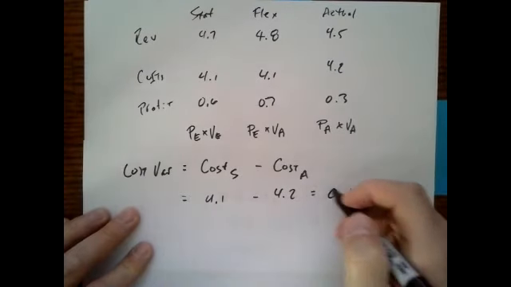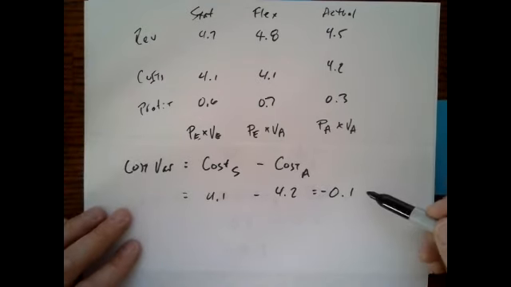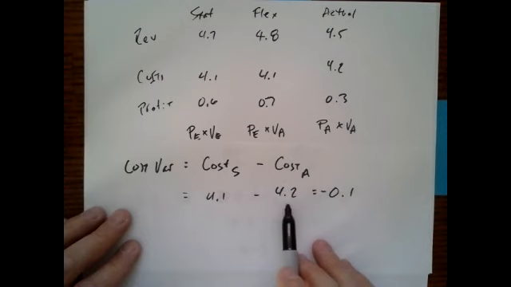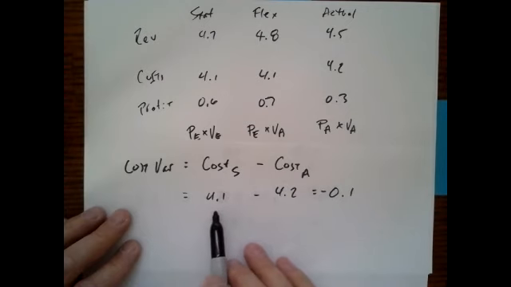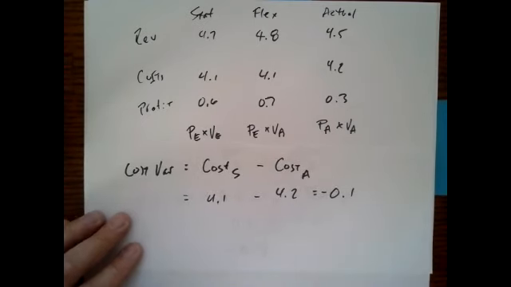So that's a negative variance of negative 0.1, which means that we spent more than we thought we would, right? So the amount we spent, 4.2, is greater than the amount we projected. And as a result, we get a negative cost variance, meaning we spent more than we thought we would.